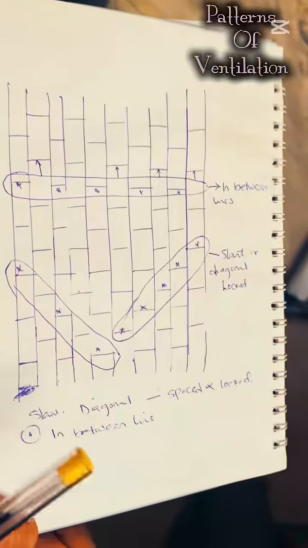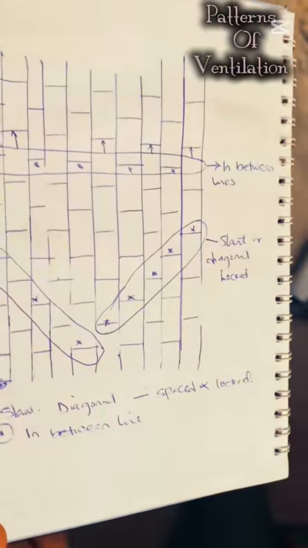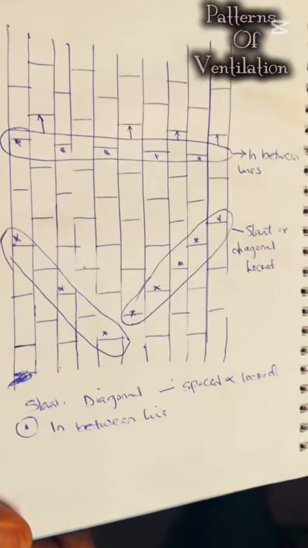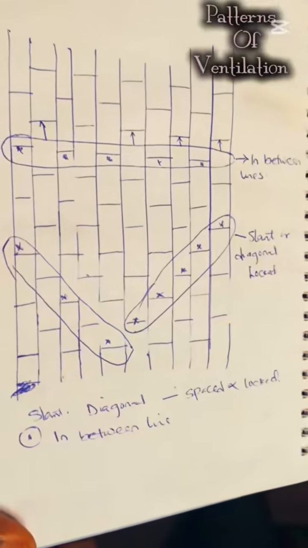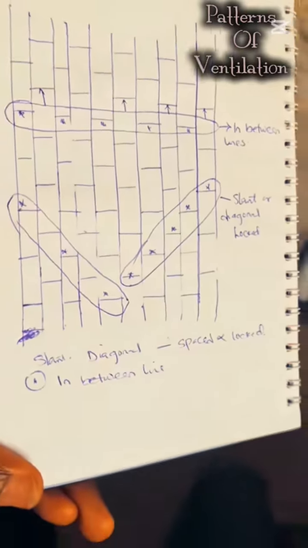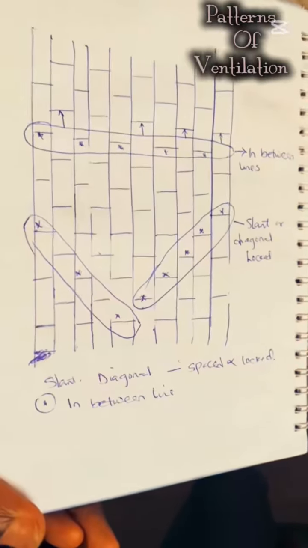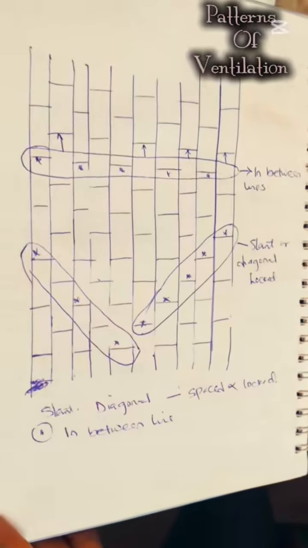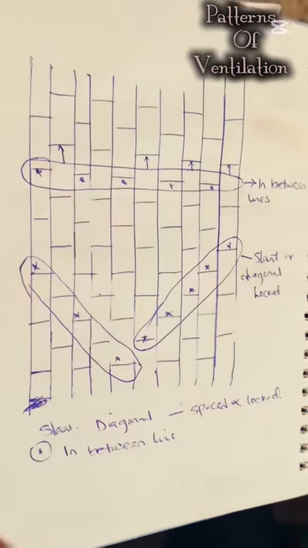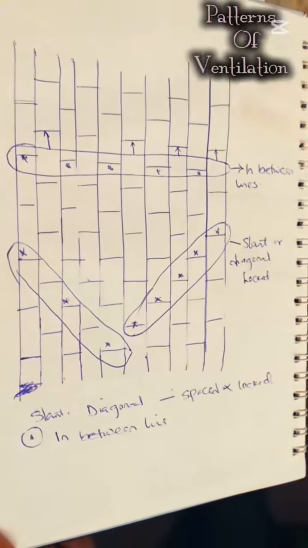So we have the in-between lines pattern of ventilation, and we have the slants or diagonal patterns of ventilation. For the diagonal pattern of ventilation, we have two types. We have the spaced and we have the locked. Depending on how you want to ventilate, and I will always emphasize this, because some strands of hair are very thick while some are very, very light. So sometimes when you meet such hairs, that's when you make your decision.